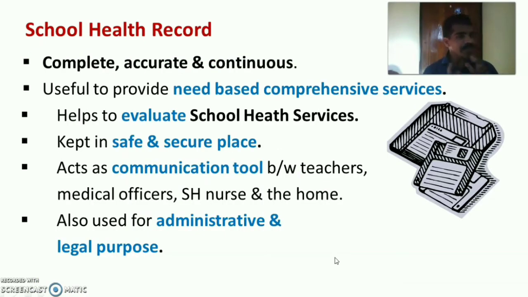The school health record should be complete, accurate and continuous. It is useful to provide need-based comprehensive services to the school children. It helps even to evaluate the school health services or school health program. It should be kept in a safe and secure place under the custody of the class teacher. The school health record should act as a communication tool between the teachers, medical officers, school health nurse and the home. And it can also be used for administrative and legal purposes.